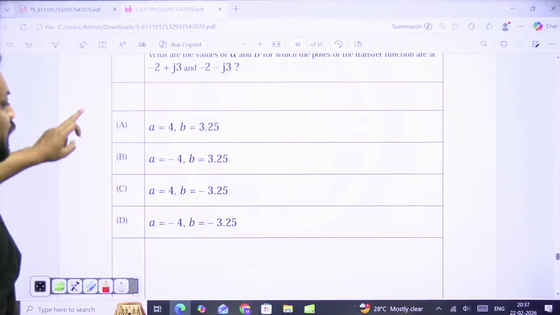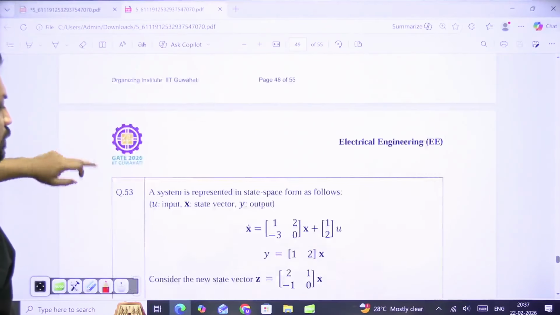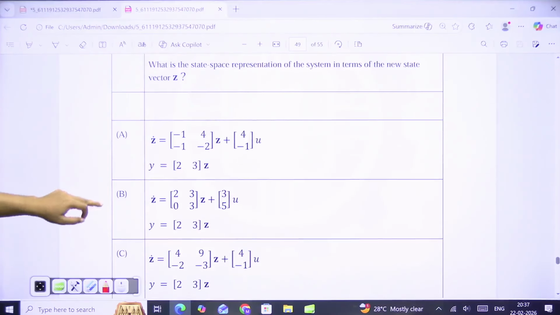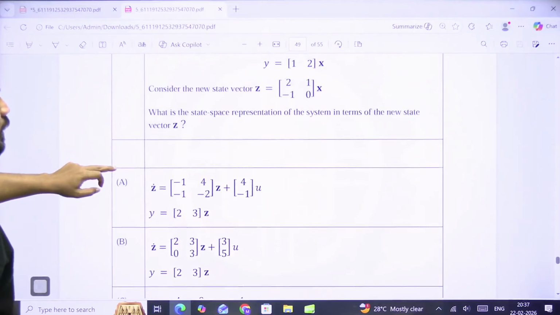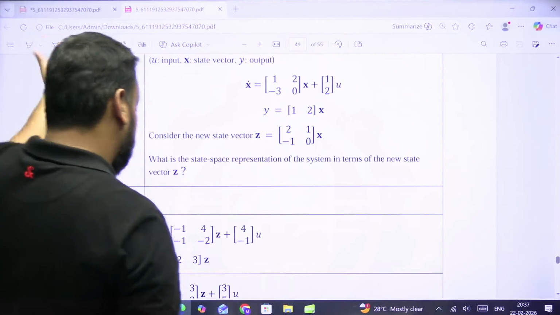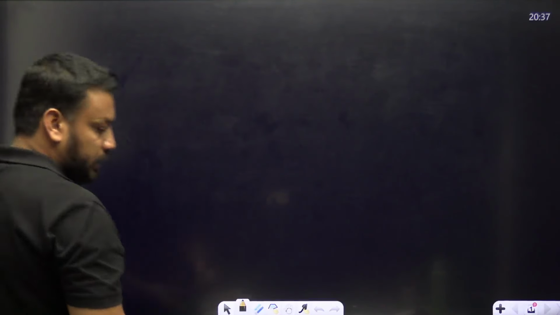Now we are left with the last question of control system, and this is a very interesting question. Because this question is lengthy, I will write the given data in the blank slide so that we can solve it easily. So children, let's quickly write some given data here. Just wait, I will write some given data here first.